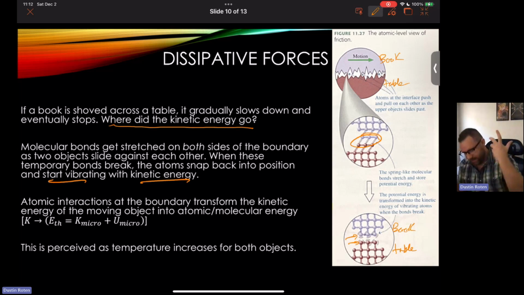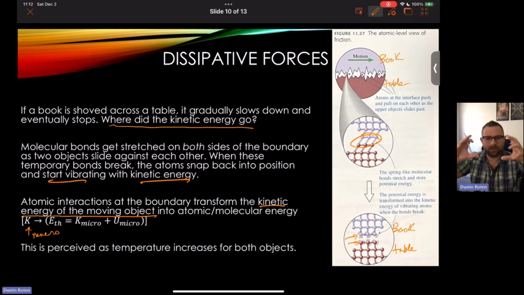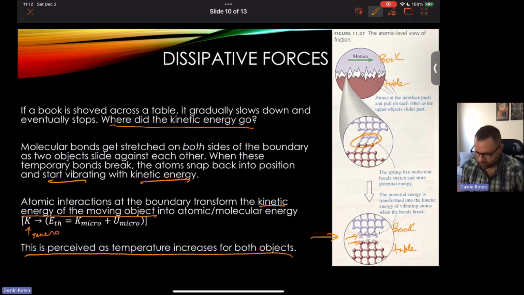So what's going on essentially is we have atomic interactions at the boundary, okay? That transforms the kinetic energy of the moving object. So this is going to be K macro. The kinetic energy of the big object overall gets transformed into thermal energy, the micro kinetic and potential energy. So we're going from the macro overall energy of this everyday object down to the molecular level. Both objects, like we said over here in the bottom right, get a small temperature increase because those atoms start moving even more. Okay, so this is perceived as a temperature increase for both objects.